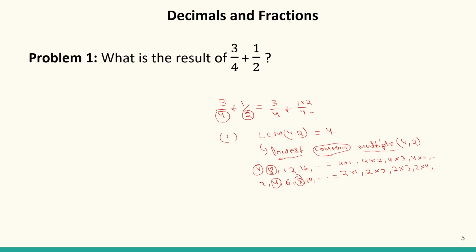Now we have the denominators the same, 4 and 4, so we can add as the denominator is the same. So 4 is in the denominator, then 3 plus 2. What we got is 5 by 4. So 5 by 4 is the answer here.